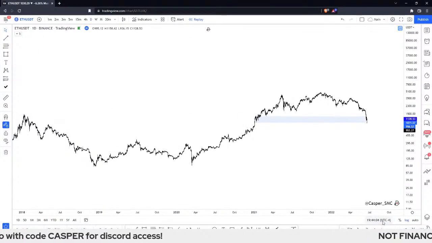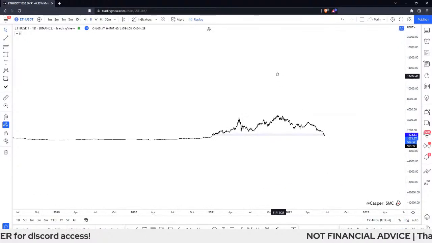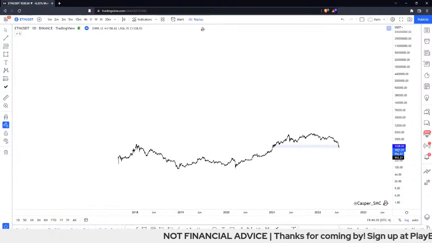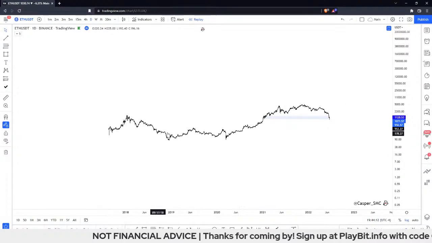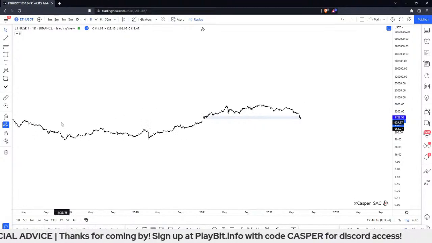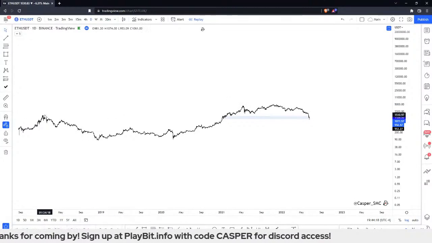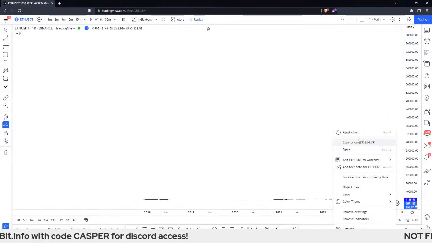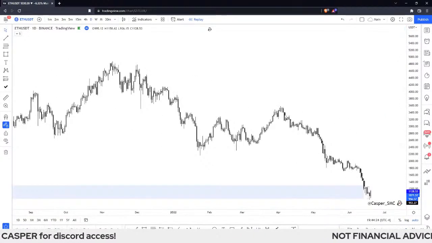But I prefer linear scales, because a log chart fits everything to your screen, and the y-axis is odd. We can see over here that Ethereum at 1500 looks about the same as it did at 4K. It just fits it to your screen. I prefer linear scales.